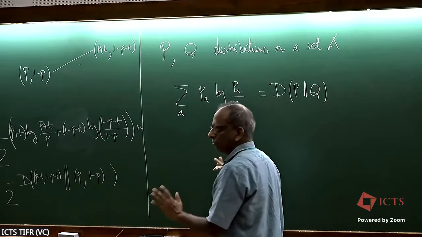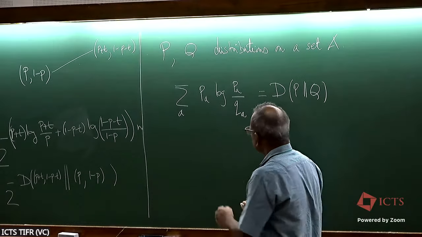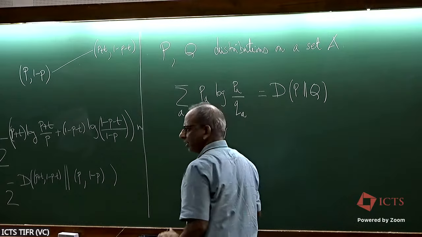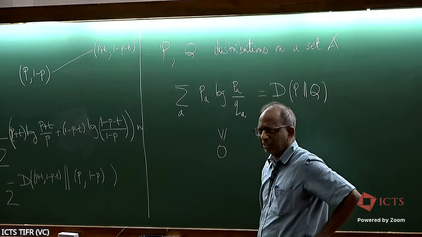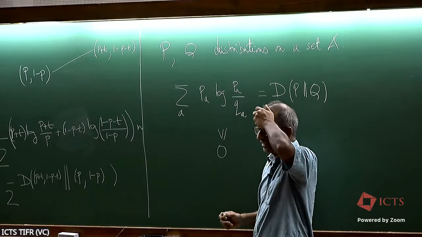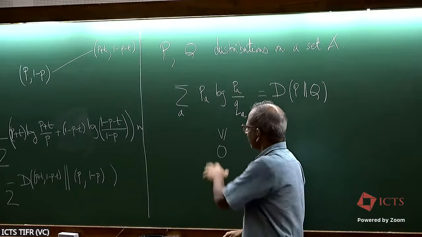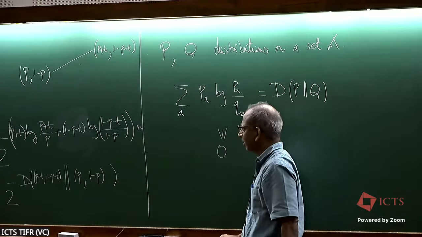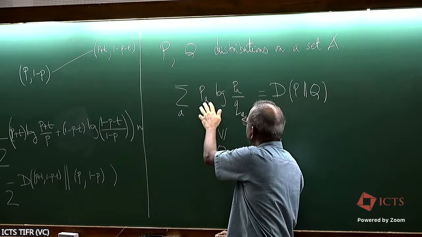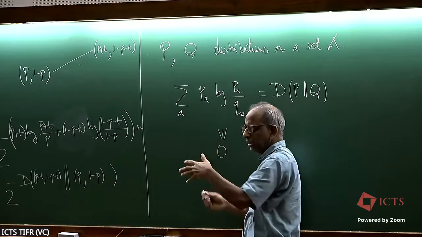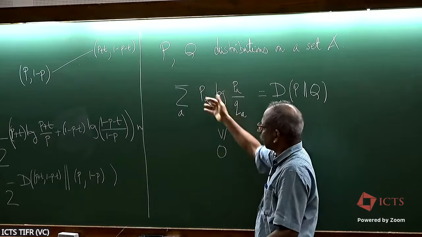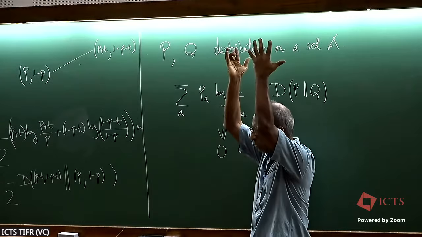This is my definition of divergence. Now, this quantity is always greater than or equal to 0, because of Gibbs inequality. Gibbs inequality says that this quantity is greater than or equal to 0. It is 0 only if P is equal to Q, the two distributions are the same. But if the two distributions become different, this quantity rises. It becomes more and more positive.